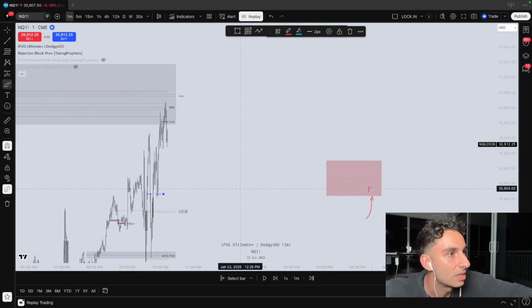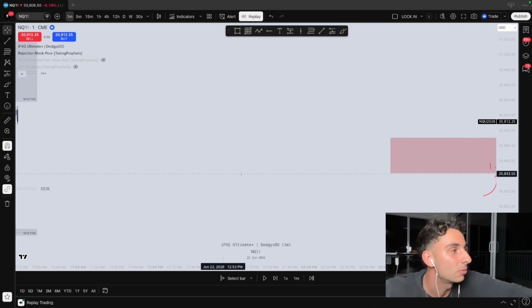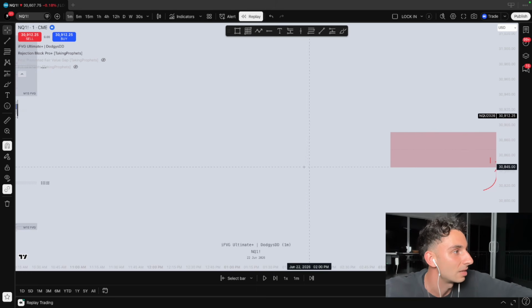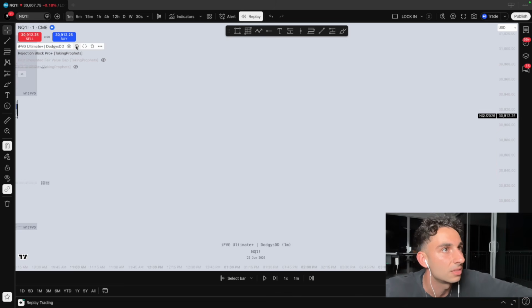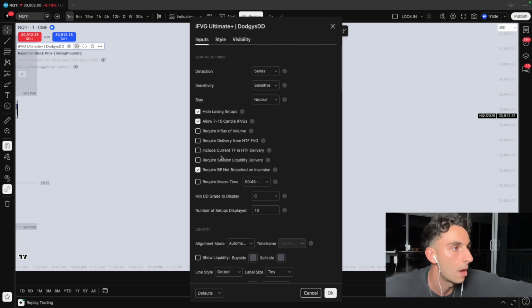And basically that's good for like continuation setups kind of, but it's going to alert a lot more garbage when that setting is on, if I'm being 100% honest. So include current time frame delivery, I would keep it off unless you're like a really continuation based trader. This is a very niche setting for certain people, so I would keep it off.